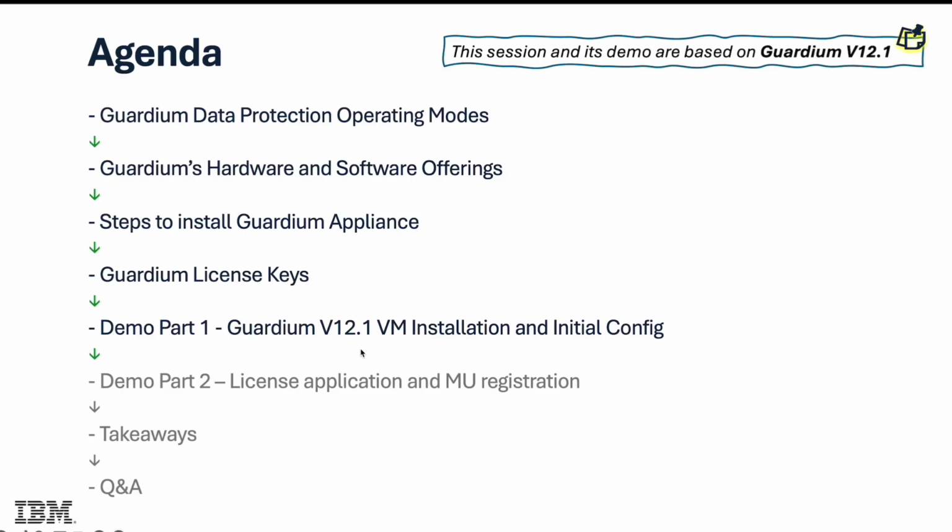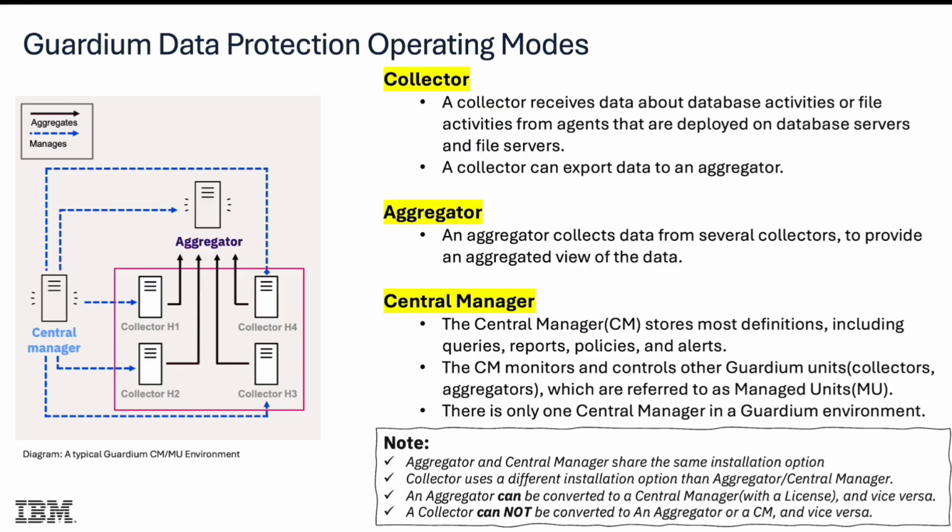Let's get started. There are 3 operating modes in Guardium. The most common one is the collector. Collectors receive and process database and file activities via the Guardium agents, like SDEP, that are deployed on the DB servers or the file servers. Collectors' data can be exported to an aggregator. Aggregator imports data from multiple collectors to create a unified view of the data.